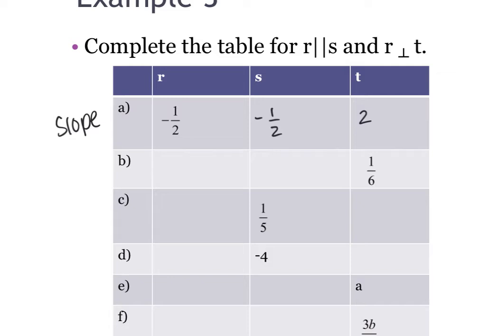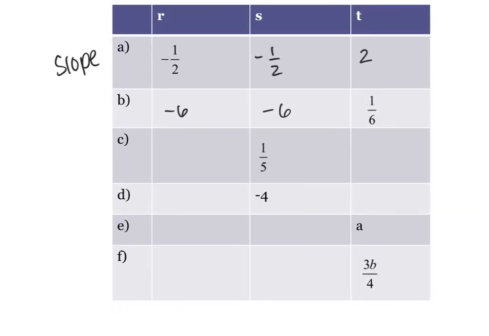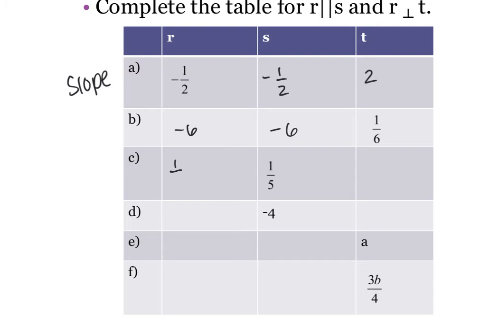Okay? Now if T was 1/6, R would be the opposite inverse. That would be negative 6, and s would also be negative 6. If s is 1 over 5, r is also going to be 1 over 5, and then t is just going to be negative 5. If s was negative 4, r would be negative 4, and t would be 1 over 4.